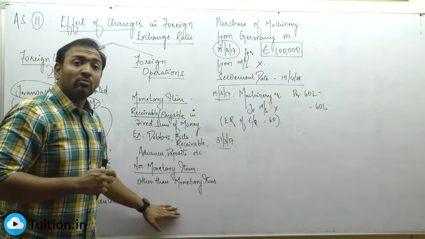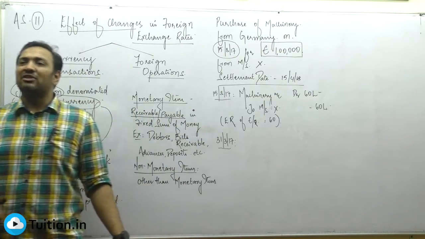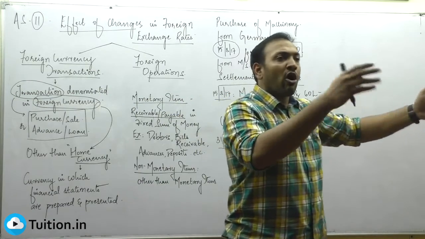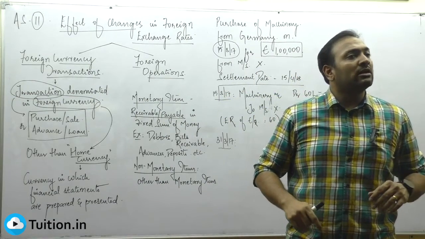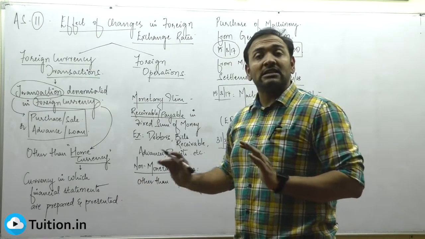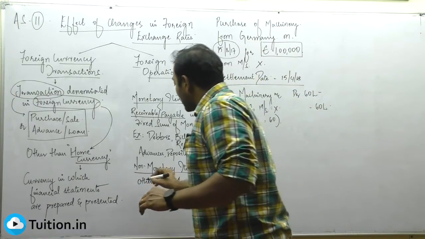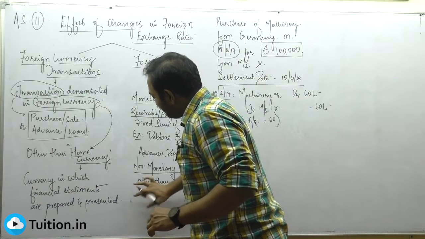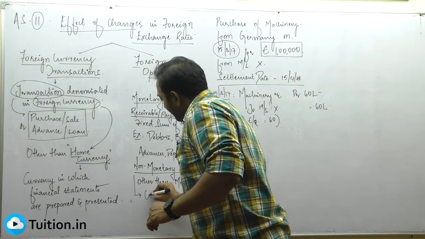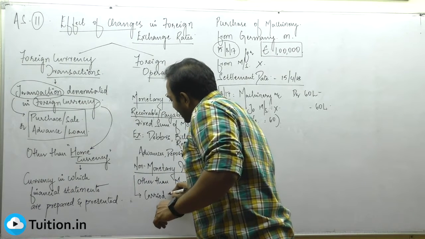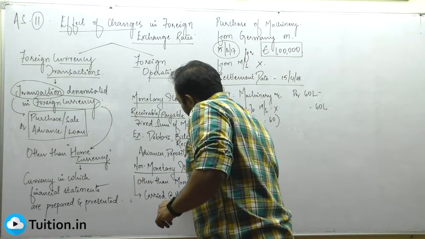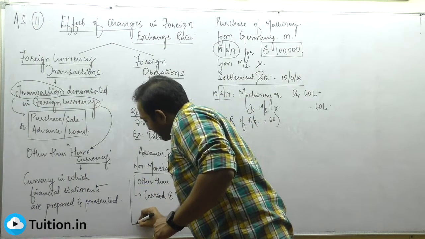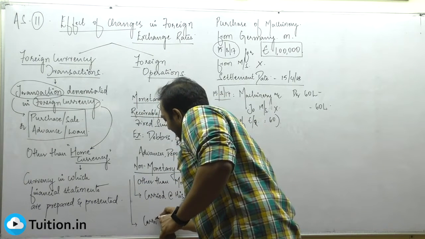Clear? Now when I look at non-monetary items, I just said other than monetary. Such a vague definition, man. That means in my balance sheet, if I separate out the monetary items, all those which are left out will belong to non-monetary items only. So what we will try to do is bifurcate these items into a better classification. How do I classify? I'll classify them into two types: those which are carried at historic cost and also those which are carried at fair value.